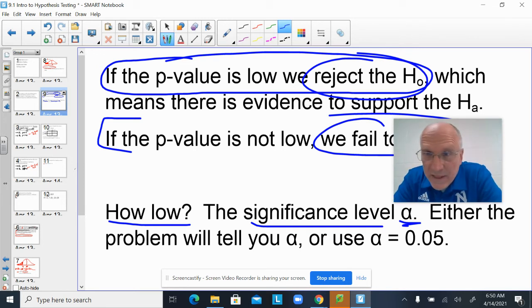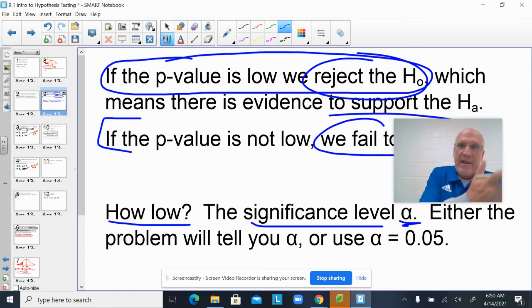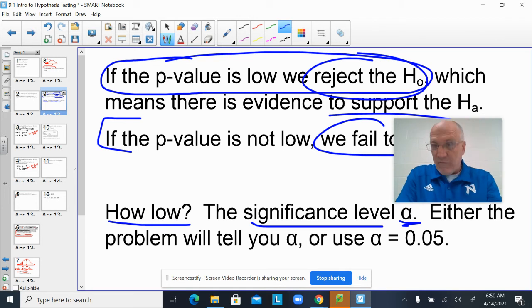Is it proving anything? No. We might have just gotten a fairly rare, but not that rare, 3%, 4%. So it's possible we're making the wrong decision, and we'll get to that. But if p is less than alpha, which in this case is 0.05, we will then reject the null hypothesis.